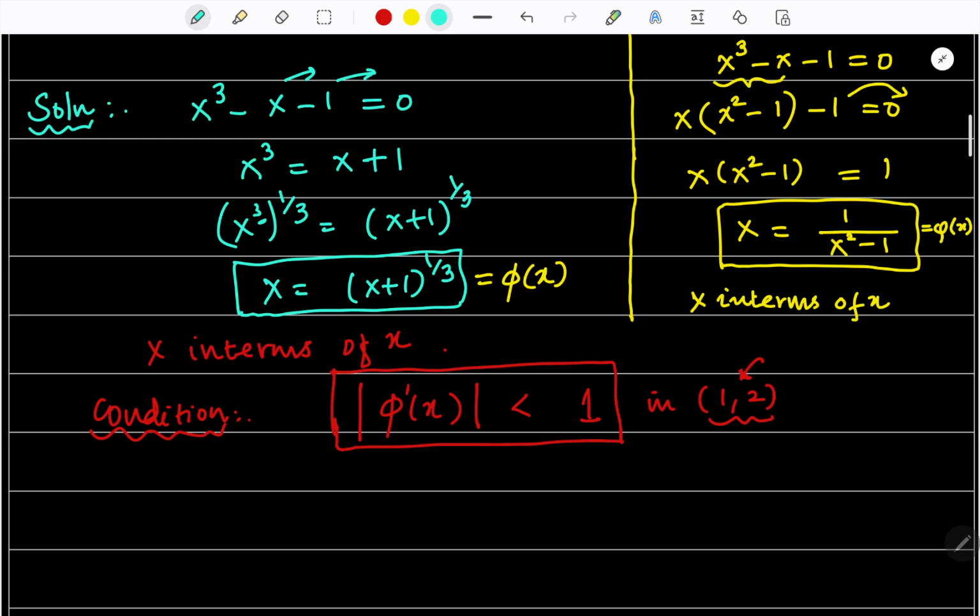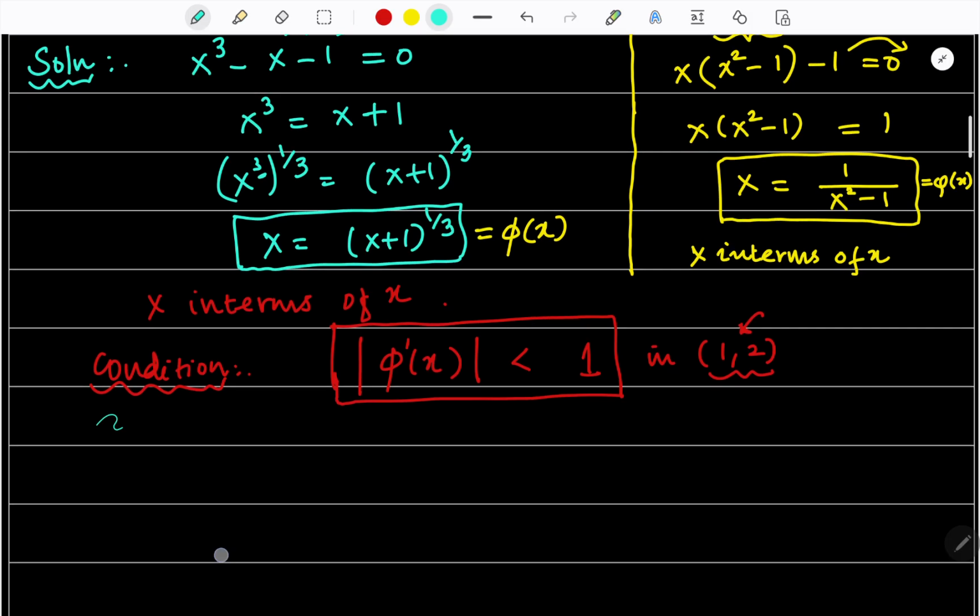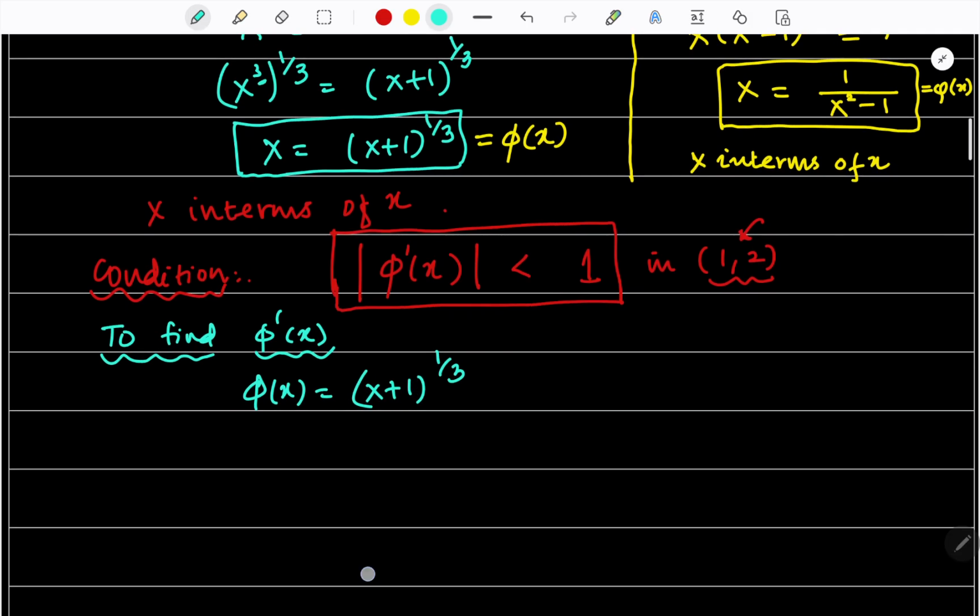Okay. So for that, I have to take the derivative, right? So now to find phi dash of x. What is your phi of x? Which is (x plus 1) to the power of 1 by 3. I am taking the derivative phi dash of x. Everybody knows the derivative formula. Remember, if y equals x power n, what is dy by dx? n x power n minus 1. Don't say you are in the third year of engineering.